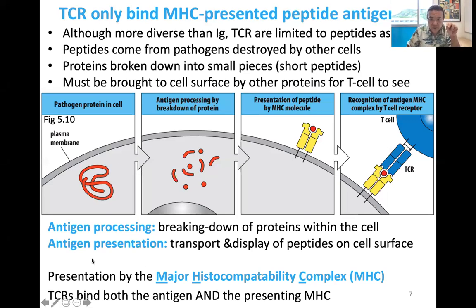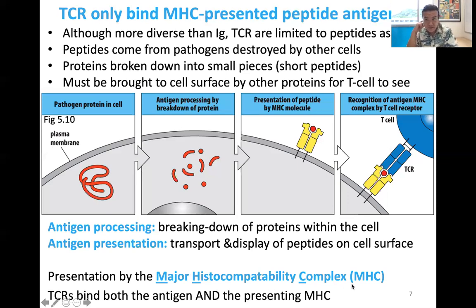So here are three important terms. Antigen processing just means the breakdown of proteins, or in this case, the breakdown of proteins to be able to actually come up with small little pieces that can serve as identifiable targets. Antigen presentation then is transporting these little fragments from the cytoplasm of the cell to the cell surface and presenting them on MHC. And MHC itself stands for Major Histocompatibility Complex.